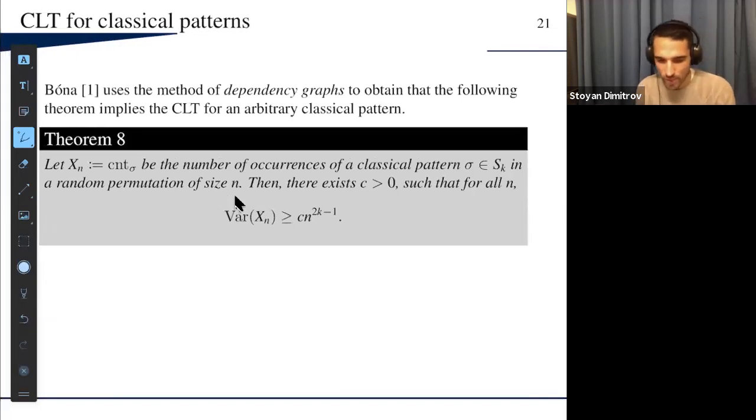So the way Miklós Bóna proved this central limit theorem for classical patterns is by the method of dependency graphs, basically. I will not talk about this method, but basically what he showed is that in order to prove this limit theorem, it suffices just to show such a lower bound for the variance of my statistic CNT sigma.